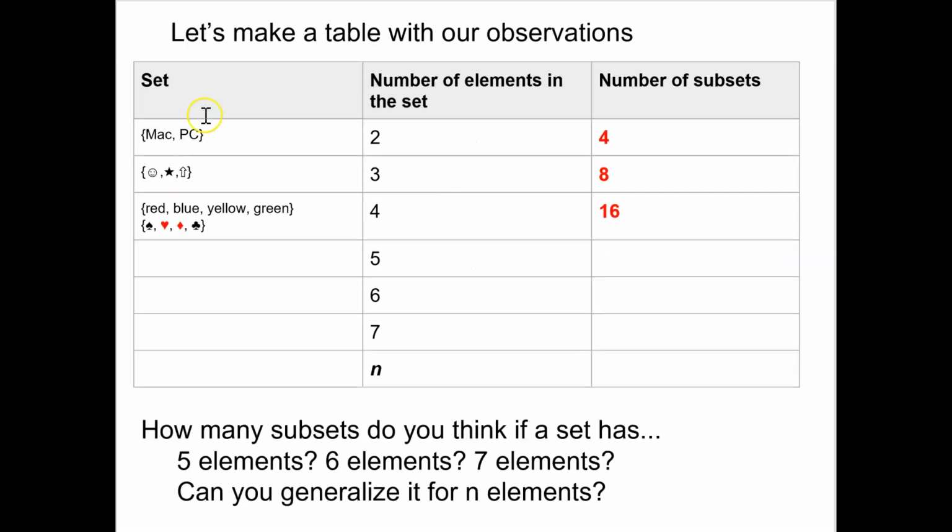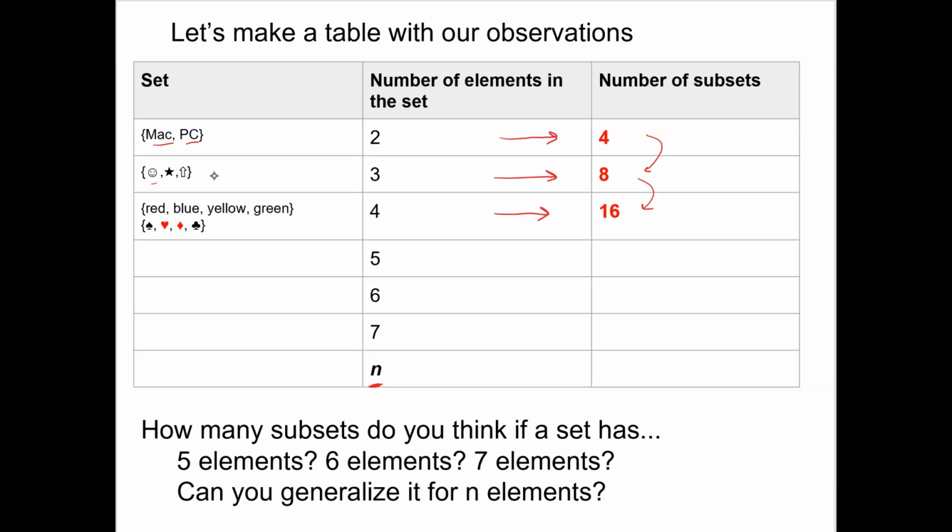Well, let's see if we can find a pattern together. So we had these 3 sets. Now the number of elements, Mac, PC, Smile, whatever, 3, 4. And now the number of subsets. So 2 elements, 4, 3 elements, 8, 4 elements, 16. Do you see a pattern here? 4, 8, 16. See if you can predict for 5, 6, 7, and then N numbers. So pause it here, really try, puzzle it out, and press play when you're ready to see the solution.